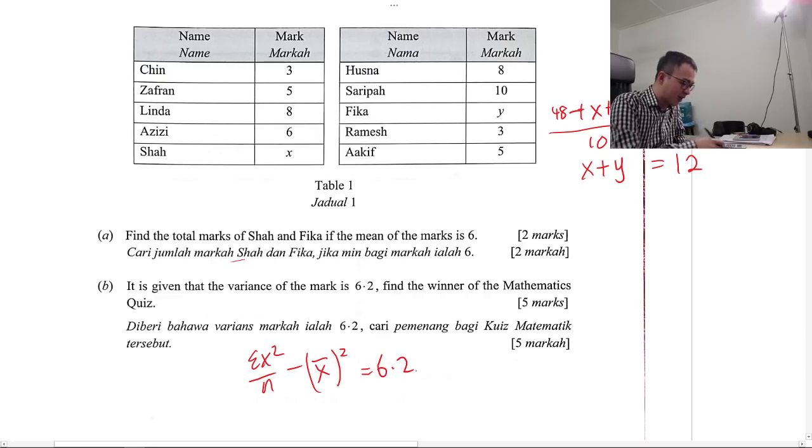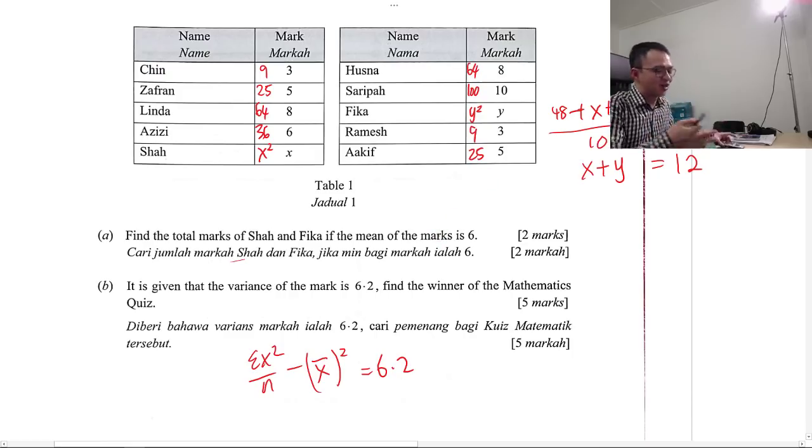So for the sum of x squared, this is my x value, so I square them. I get 9, 25, 64, 36, x squared, 6400, y squared, 9, 25. This is the value of x squared, I mean I square the mark. Because here we have x, saying x squared basically would get very confusing for you.